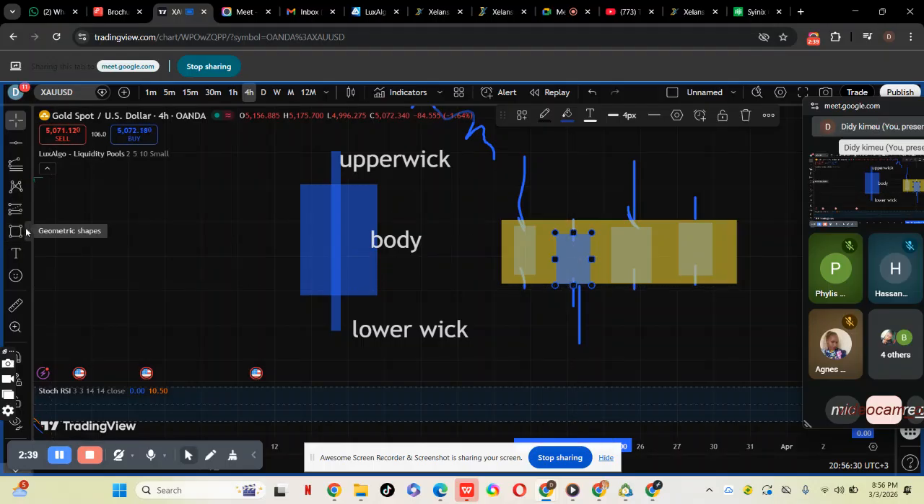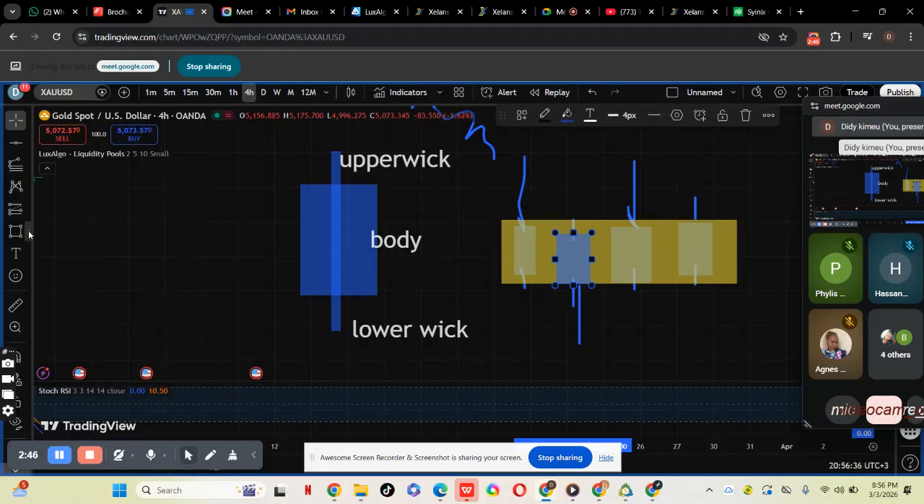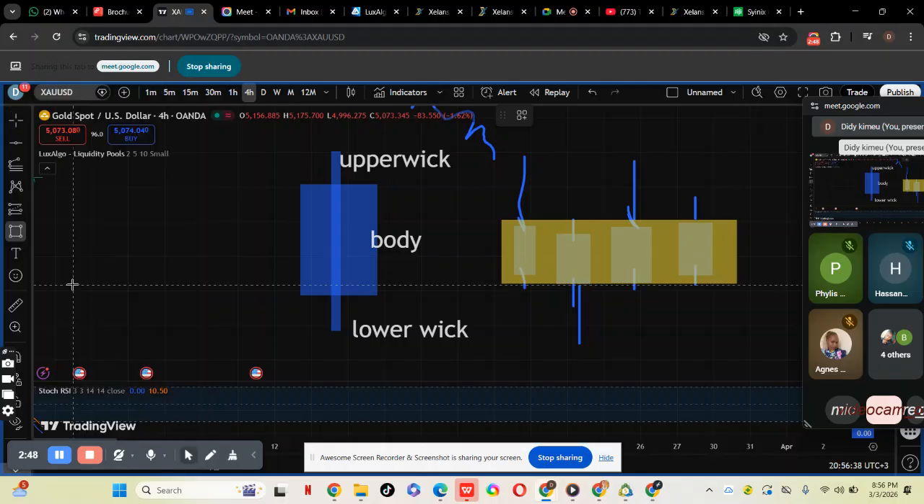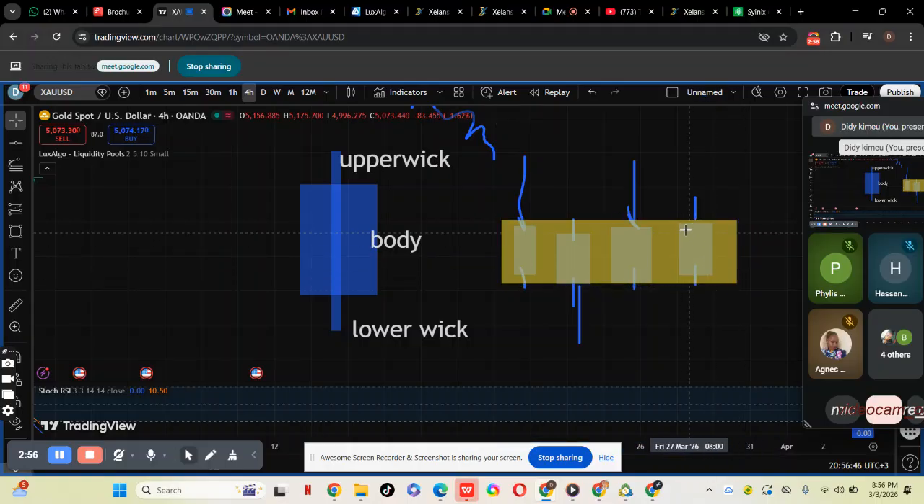To get the rectangle, you use this tab. Click here where there is the brush above the text. Click that drop down menu. You see the rectangle here. Click the rectangle, then you start to draw from this part going like that. Okay, so that's how we draw the consolidation.